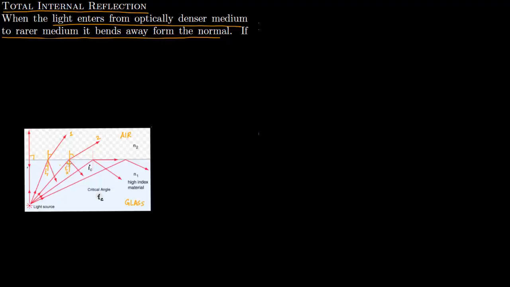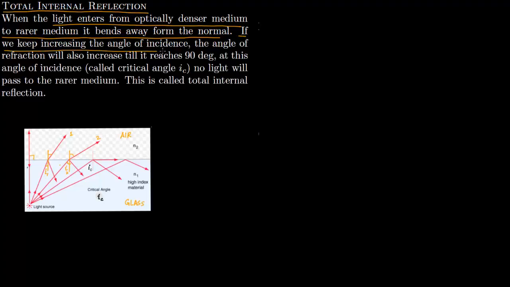As we increase the angle of incidence, the angle of refraction also increases. If we keep increasing the angle of incidence, the angle of refraction will also increase till it reaches 90 degrees. Now at the angle IC, called the critical angle, say this is ray 3, it falls like this, part of it gets reflected back, and at this angle the angle of refraction is exactly 90 degrees.